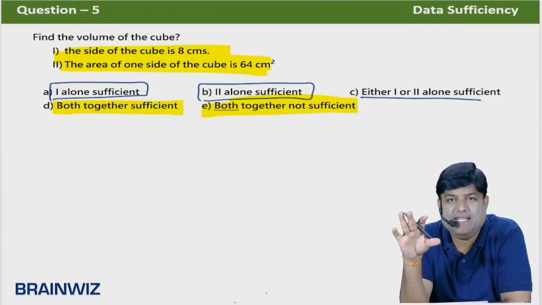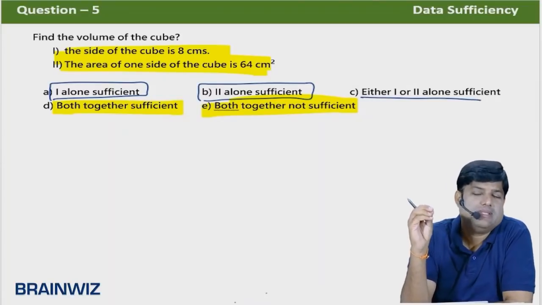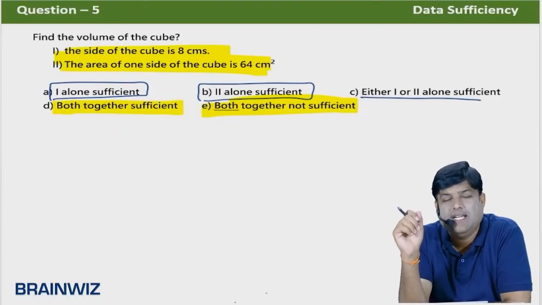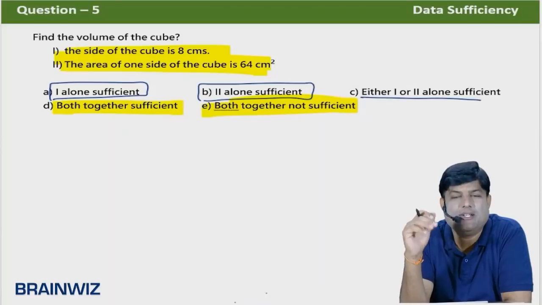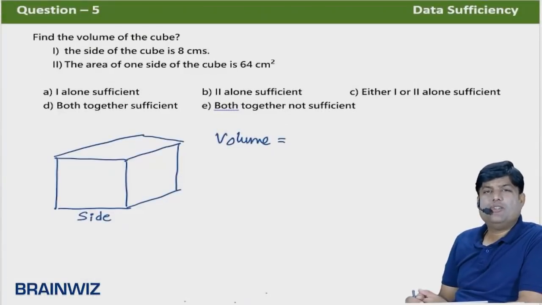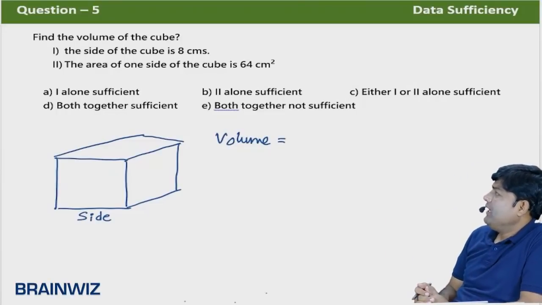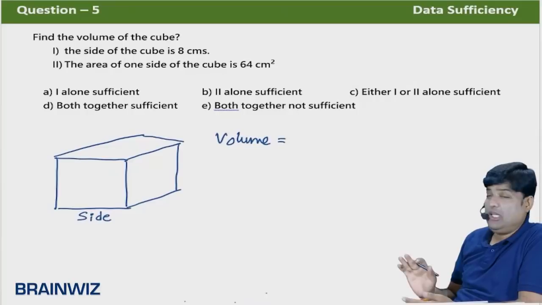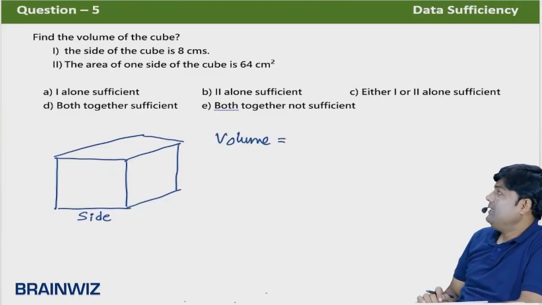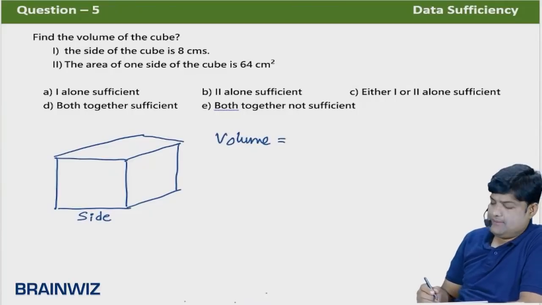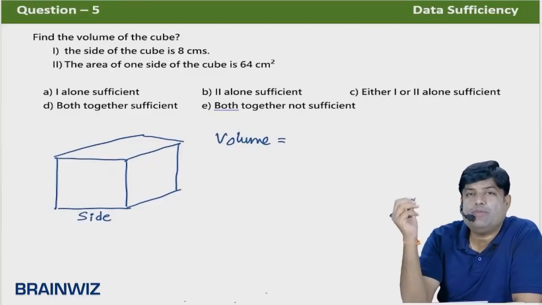This question I'll explain to you, but you have to do minimum 60 to 70 questions of DS in your regular course. Definitely you'll understand all the things. So let's try to see how. Now, let me just try to show you on the screen. We have a cube. In this cube, we have got all the dimensions equal. We have equal lengths, and let the side be S. Now, how to find out the volume?